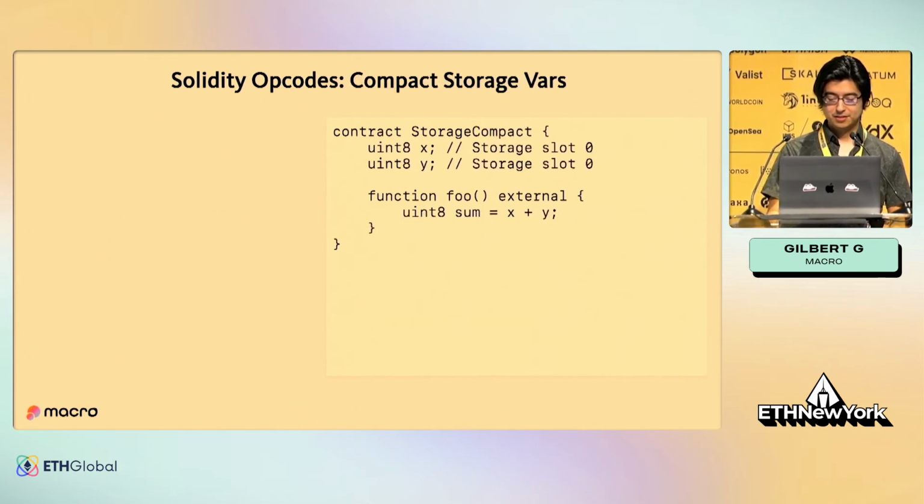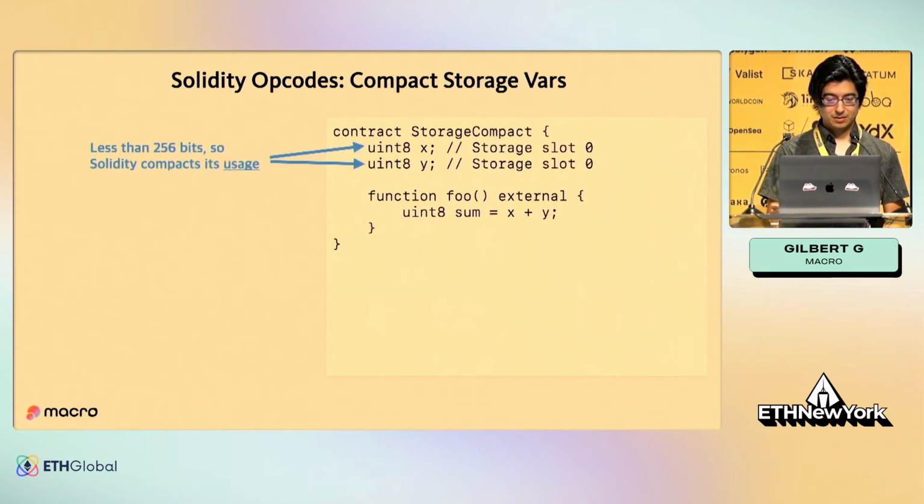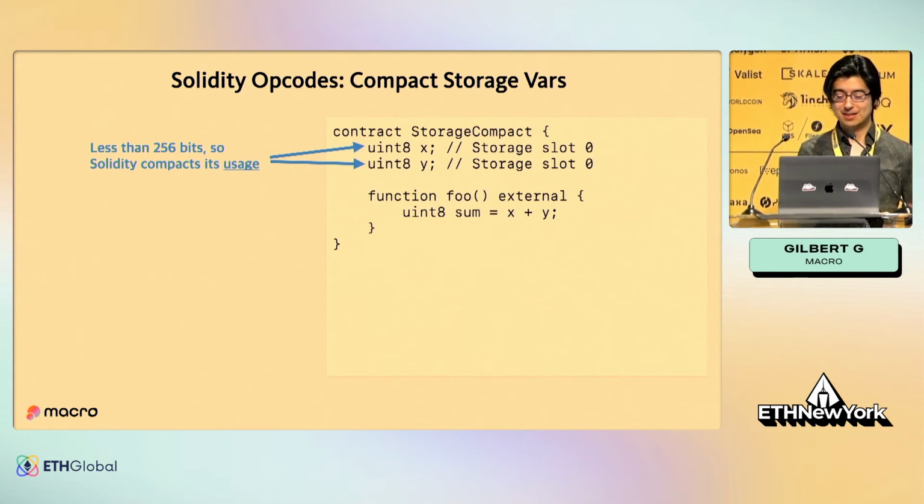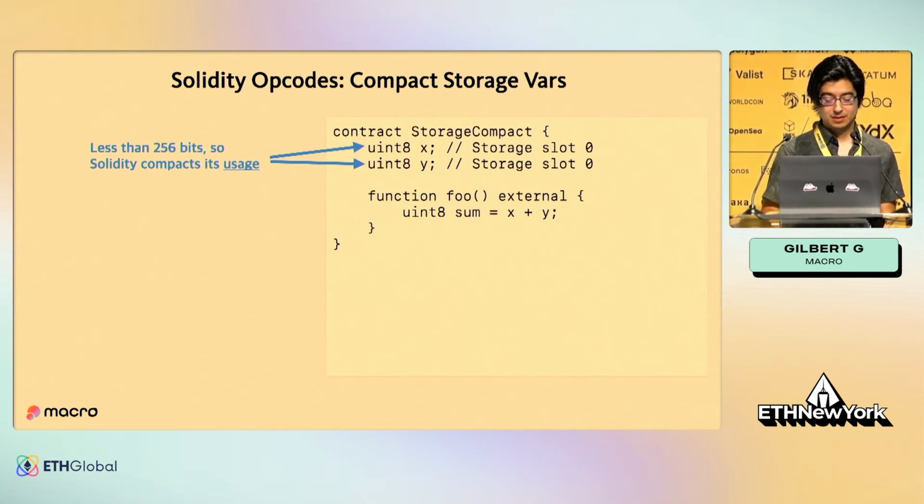All right, let's look at another interesting concept. We have compact storage. So in Solidity, if you have multiple variables next to each other that are less than 256 bits, which is 32 bytes, which is the word size for EVM, then Solidity will compact them. Compact them means that it will store both of them in the same storage slot. And that has some benefits.